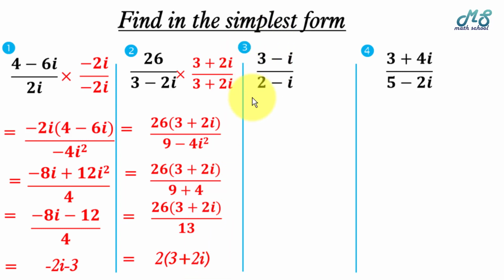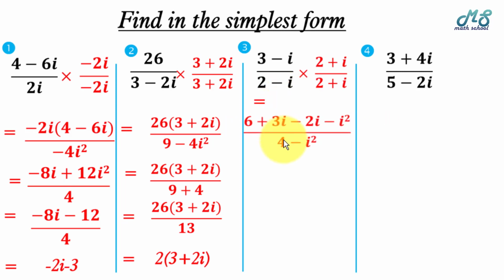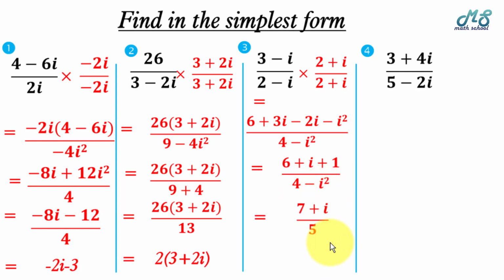Number 3: (3 minus i) over (2 minus i). Multiplying by the conjugate, we get (3 minus i) times (2 plus i), which gives 6 plus 3i minus 2i minus i squared over 4 minus i squared. Don't forget, guys, i squared equals negative 1. Substitute, it will be 6 plus i plus 1 over 4 plus 1, which is 7 plus i over 5. We can write it as 7 over 5 plus 1 over 5 i.